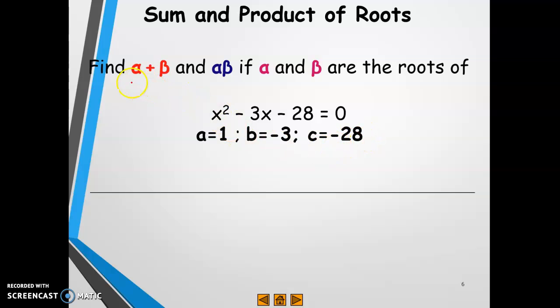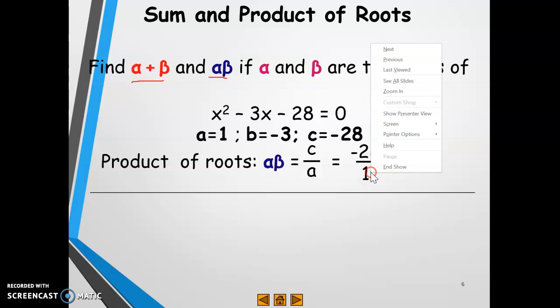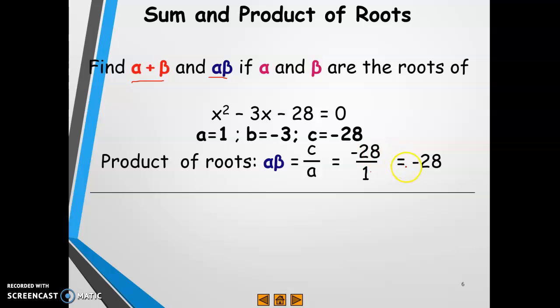Now, to get the sum and the product, you have to use the formula. You cannot just simply add them directly because you don't have the alpha and you don't have the beta. For the product, you have c over a. So that's negative 28 over 1, which is also negative 28.